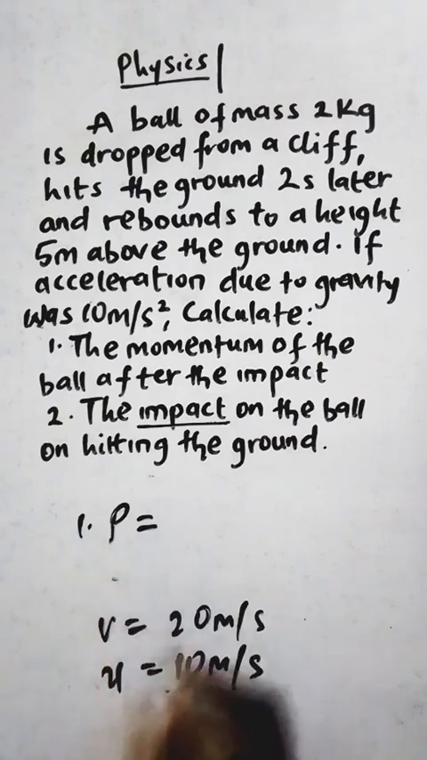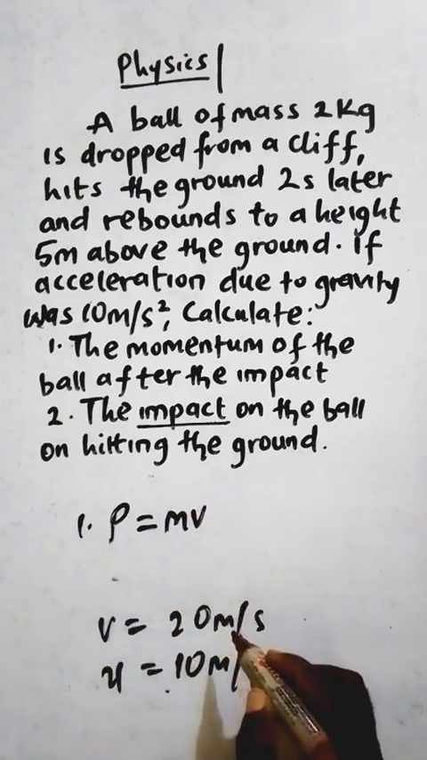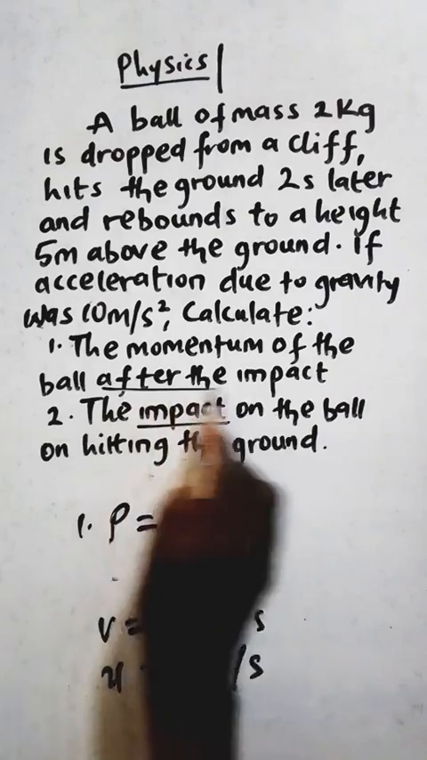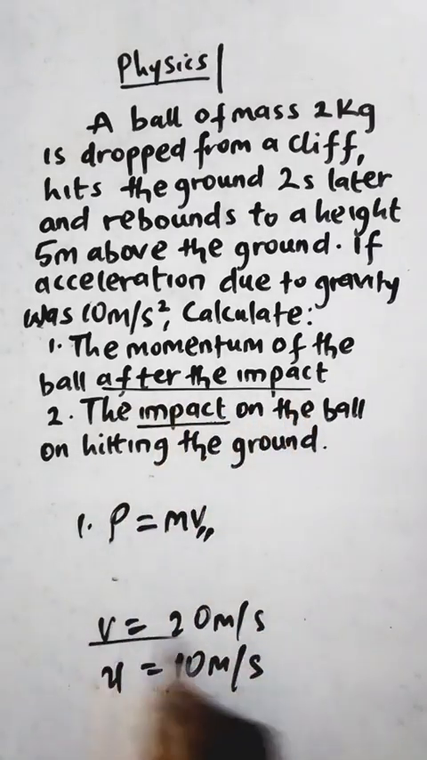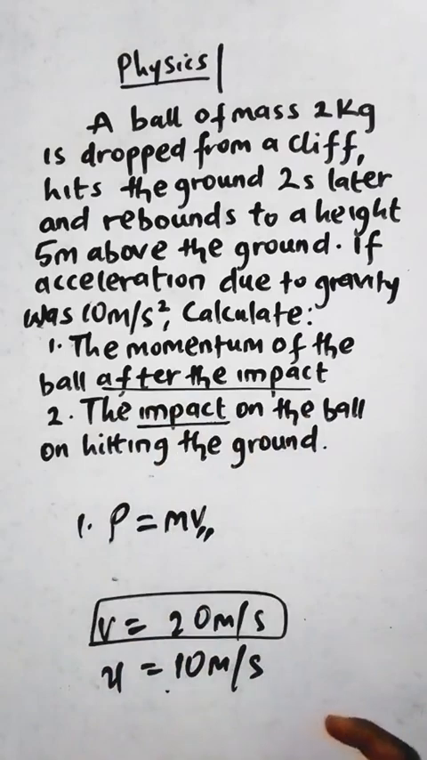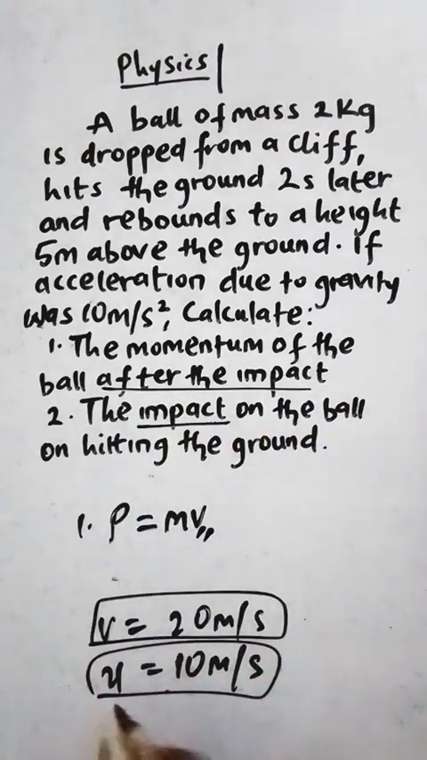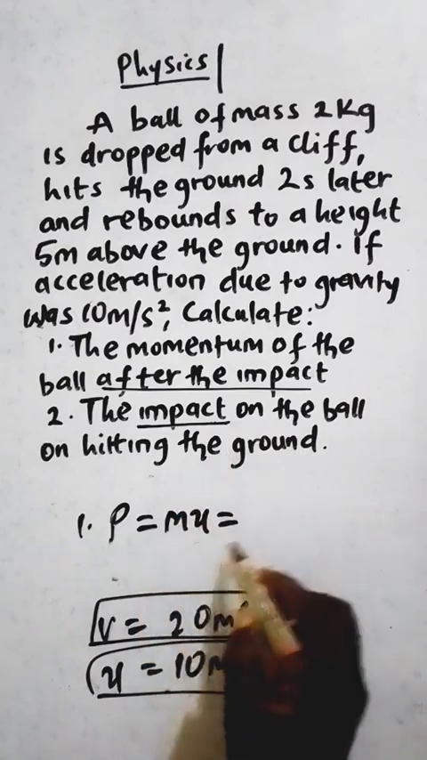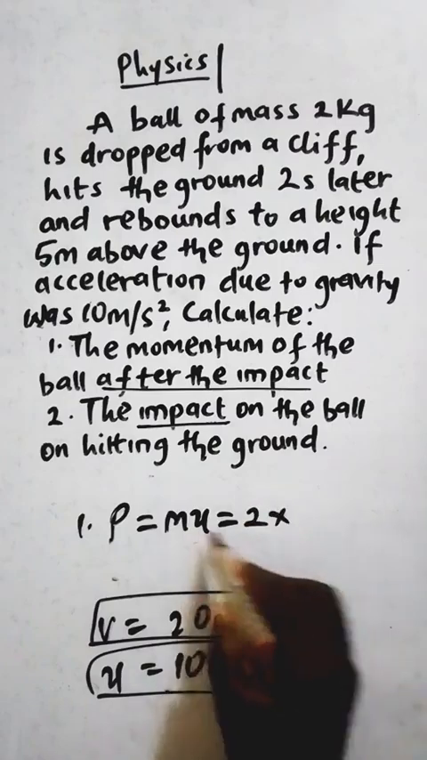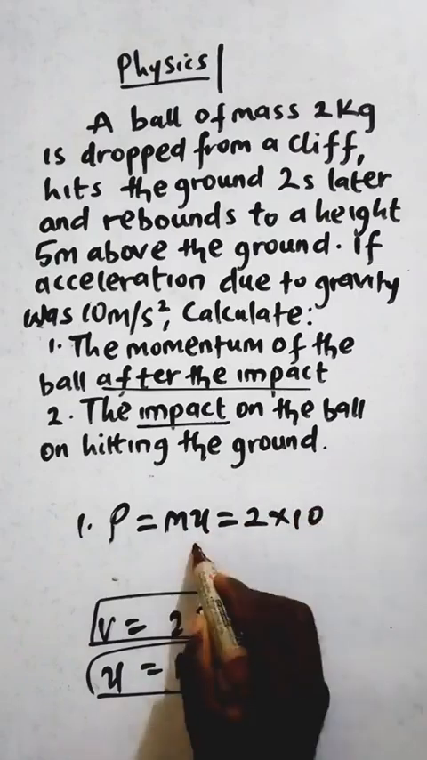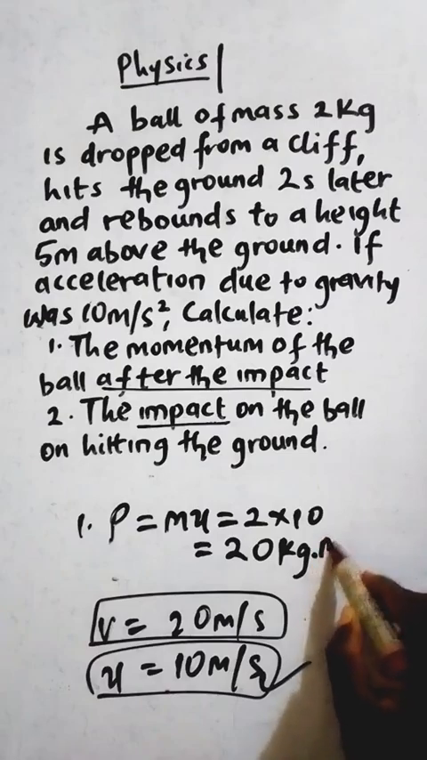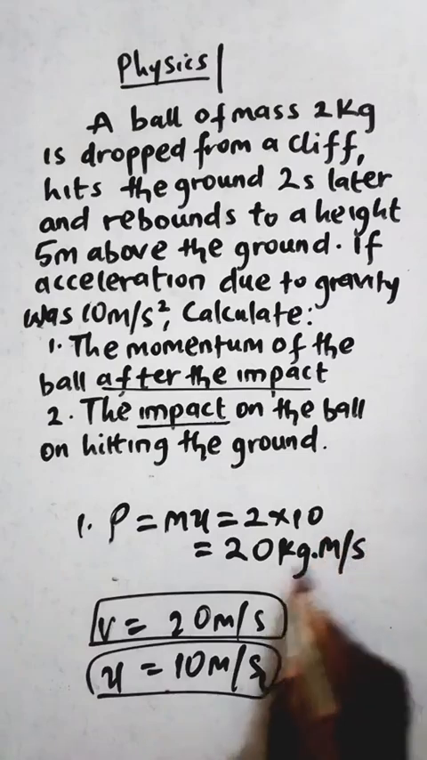Momentum means mass times velocity, right? So the question is, the velocity, remember they said after the impact. This one was at the moment it hit the ground. Then this one was when it was rising up. So this is the velocity after the impact. So we're going to use this velocity. Mass is 2 times this one, 10, which is 20 kilogram meter per second. This is the unit of momentum.